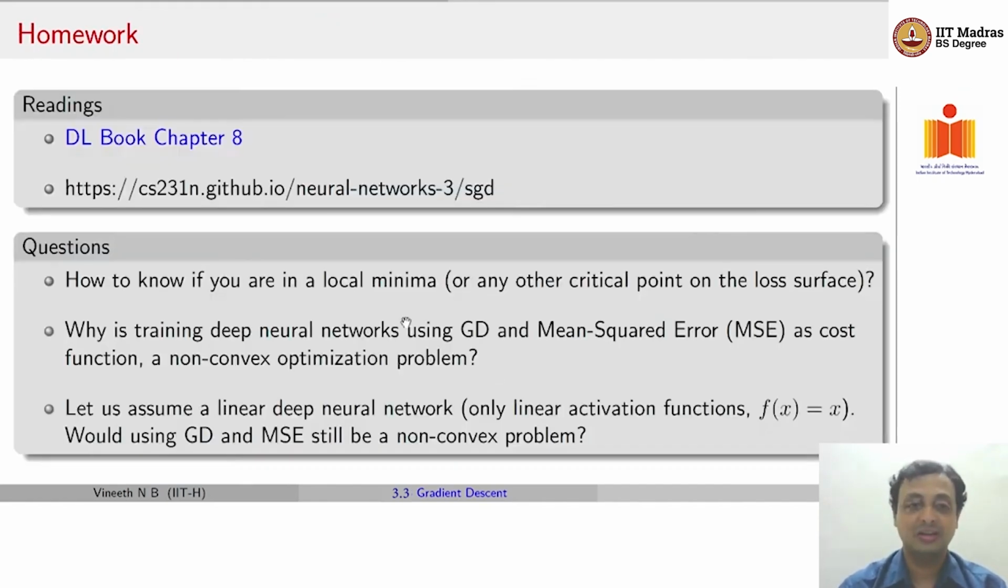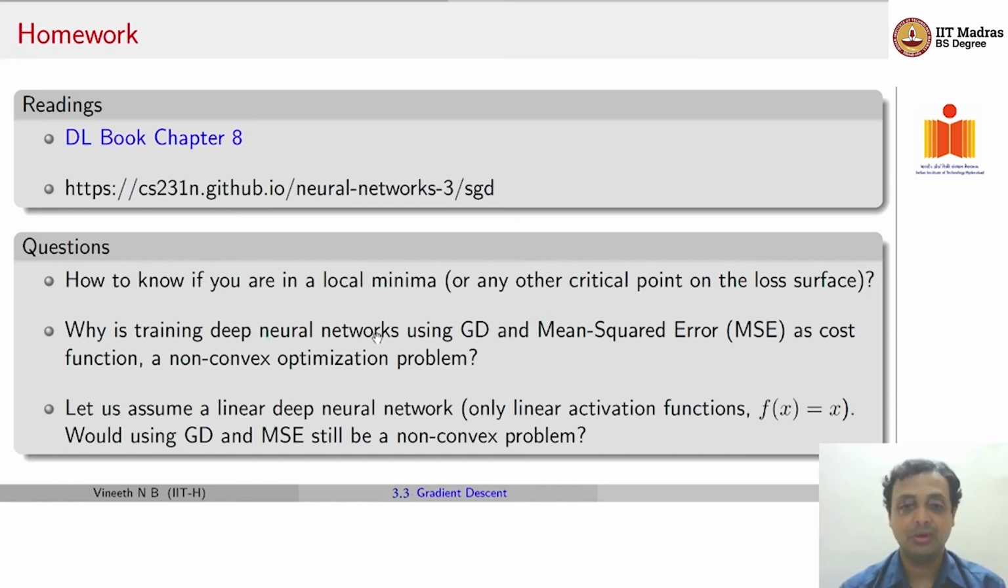Here's your homework. Read up Deep Learning book chapter 8, at least the relevant sections in that, as well as you can also go through Stanford CS231n and this particular lecture on SGD. A few questions for you to take away: how to know if you are in a local minima or any other critical point on the loss surface. I did mention a few times that finding that or finding the convergence criterion is not trivial. Let's ask that question for you to find before we answer.